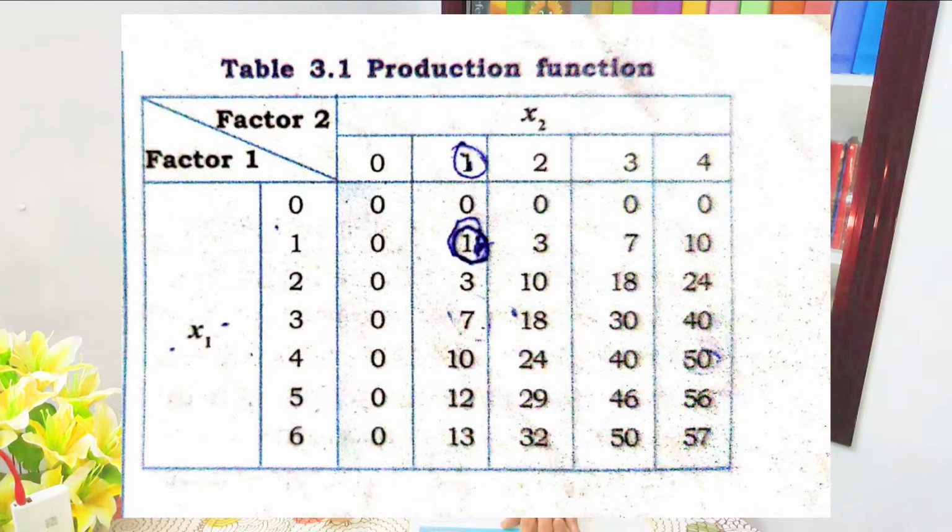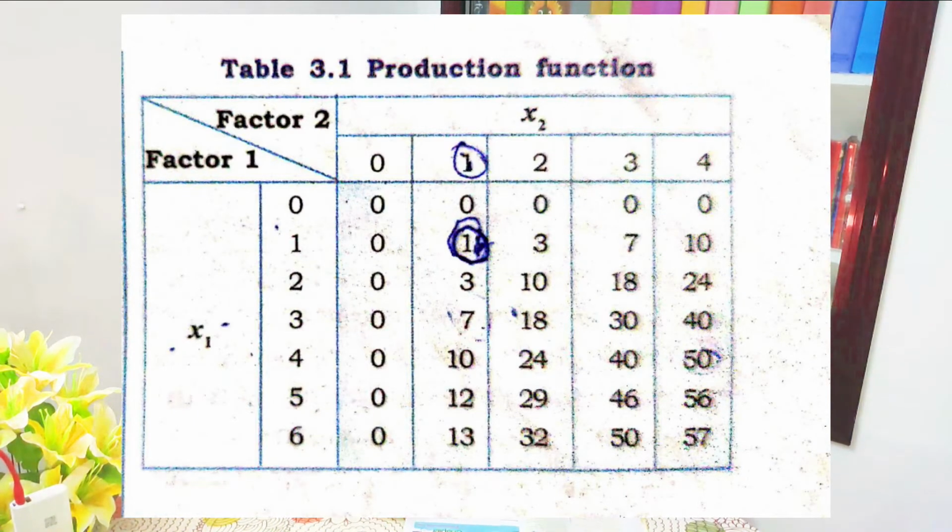For example, when we use 0 unit of x1 and 0 unit of x2, the output is also 0. When we increase x1 to 3 units, or when we use 3 units of x1 and 1 unit of x2, the output is equal to 7.